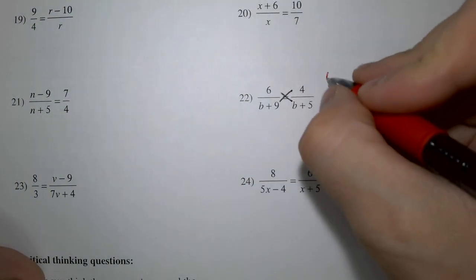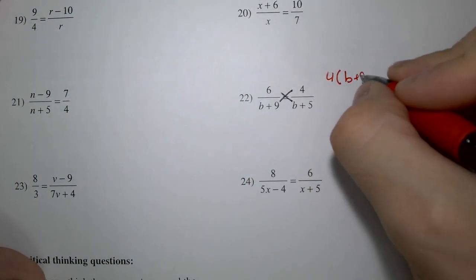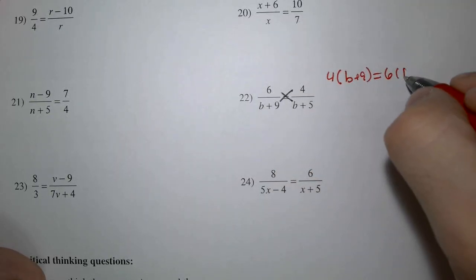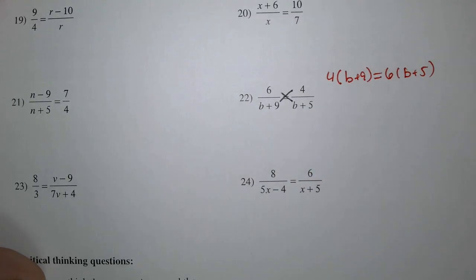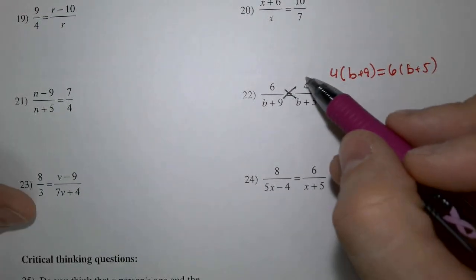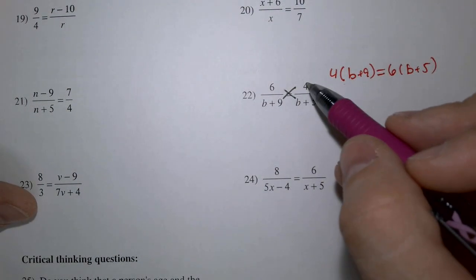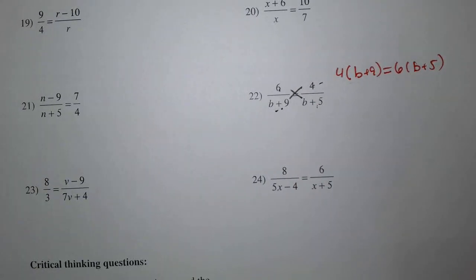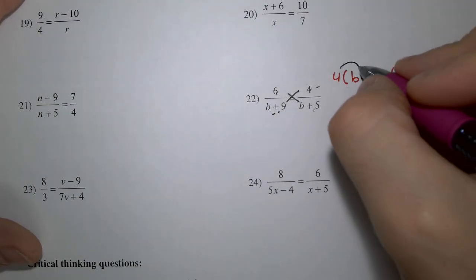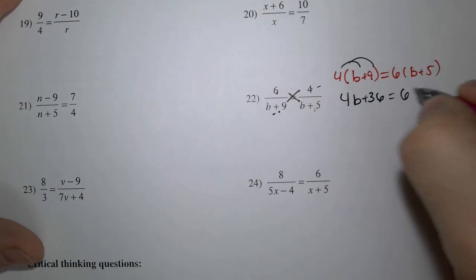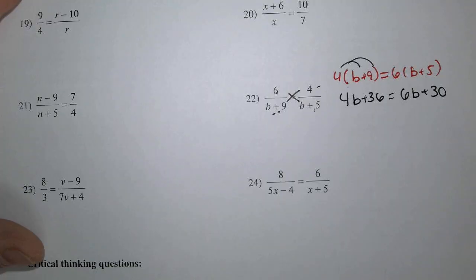We're going to multiply 4 times b plus 9, and that would equal 6 times b plus 5. It does not matter which one you start with. I don't even have an order. For whatever reason, I gravitated to 4, and I did 4 times b plus 9, what was across from it, and the 6 times the b plus 5. This is what I wrote down, and that's what I have to do. 4b plus 36 would equal 6b plus 30.